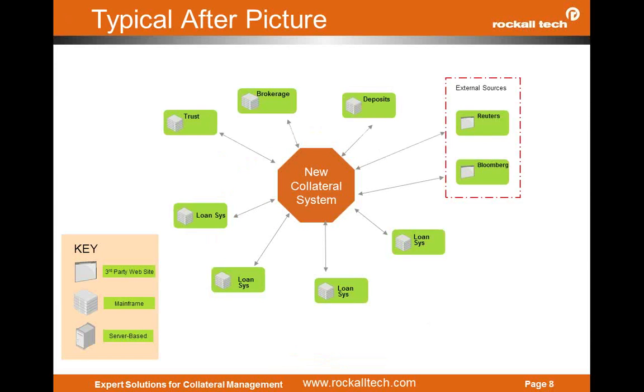So the typical after picture, this is really where you've brought it all together. You're taking feeds from the various sources of data. Typically the customer would have some connection to trust or brokerage data, and I'll touch on external brokerage a little bit later, but right now this is addressing where you're getting feeds from trust or brokerage systems and deposit systems, you're getting feeds from loan systems, and you're getting feeds from external sources if you can't get pricing from a source like the trust or brokerage system. So this brings it together in one place.